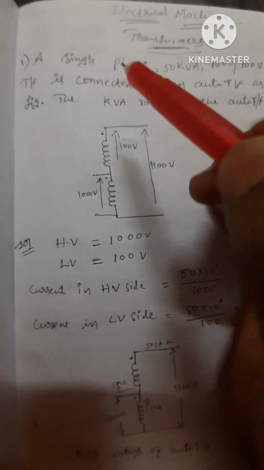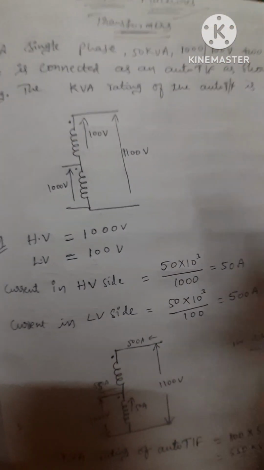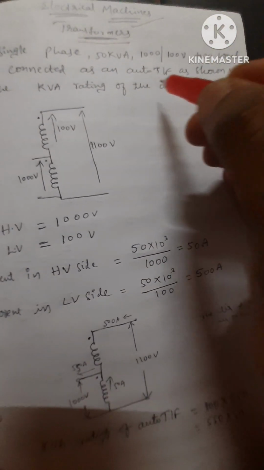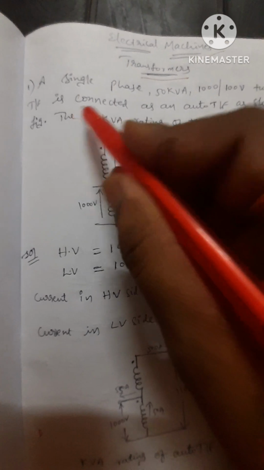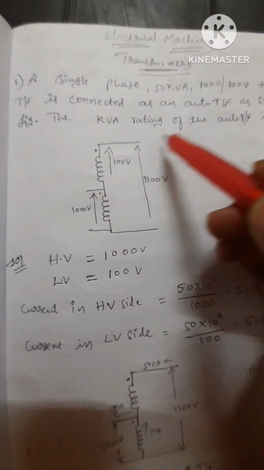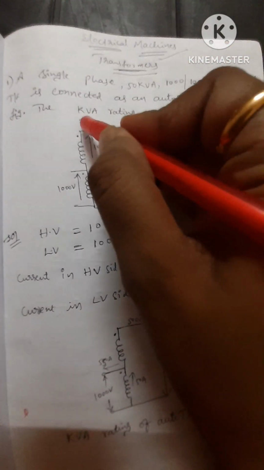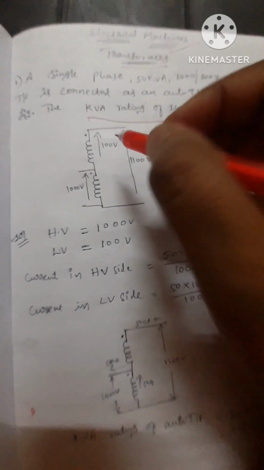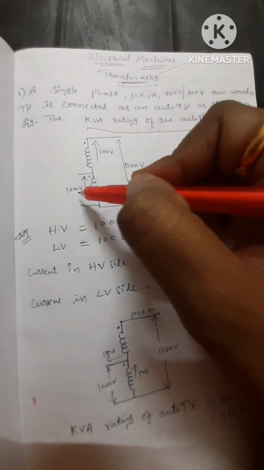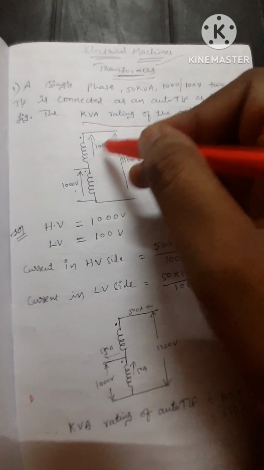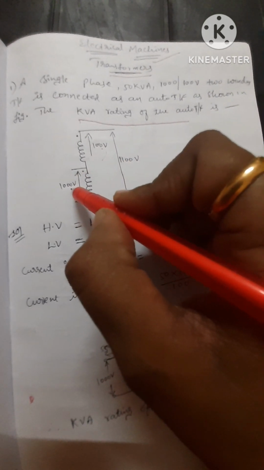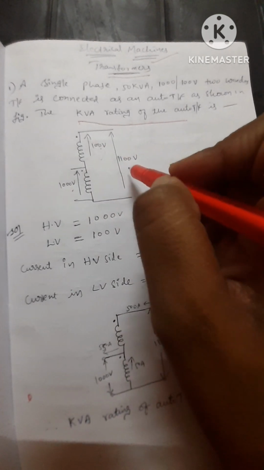The first question: a single phase 50 kVA, 1000 volts by 100 volts, two winding transformer is connected as an auto transformer as shown in the figure. The kVA rating of the auto transformer is asked. This is the circuit diagram. This is the HV side, this is the LV side, and this is the total voltage of LV plus HV. LV is 100, HV is 1000, so the total voltage is 1100.